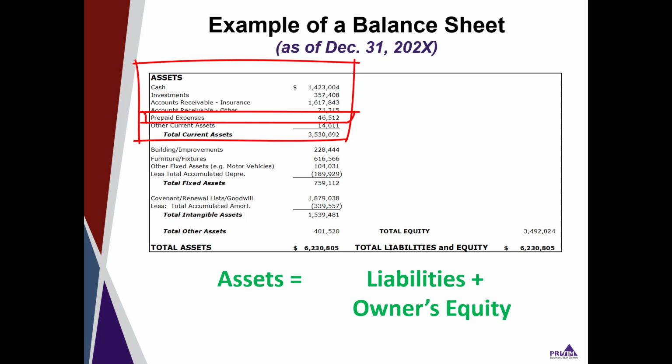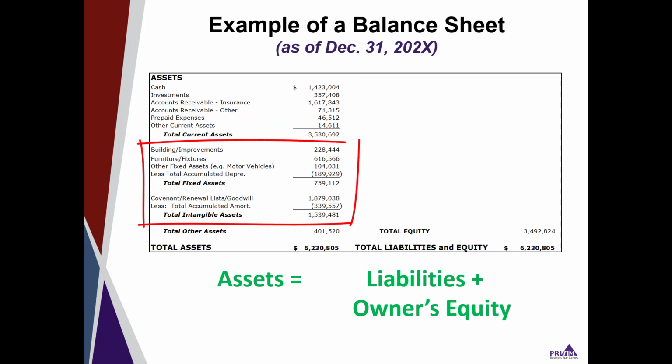But some assets are longer term. We call them fixed assets because they don't change in the short term over a year. Furniture, vehicles, things like that. And intangible assets are included as well, such as renewal lists.